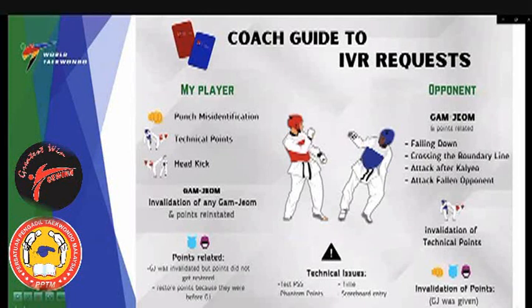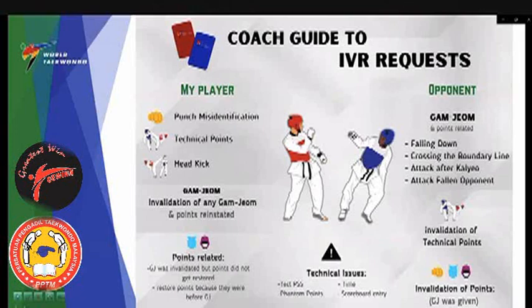For the opponent, you can only ask for 4 gamjans. Number 1 is for falling down. If you believe the opponent fell down, then you can request a gamjan for the opponent. Crossing the boundary line, attack after kalyeo, or attacking the fallen opponent. And of course, any points that were scored because of that gamjan would be invalidated.